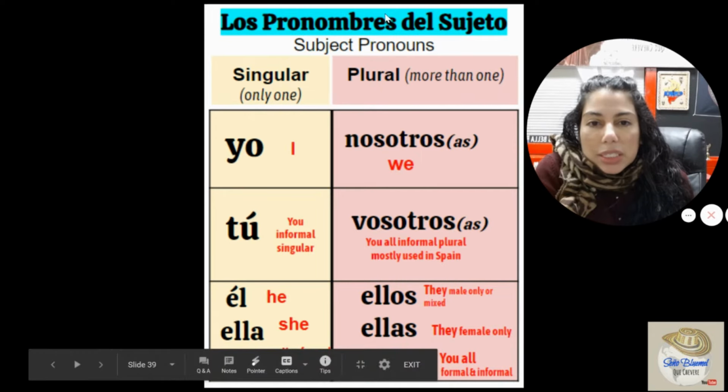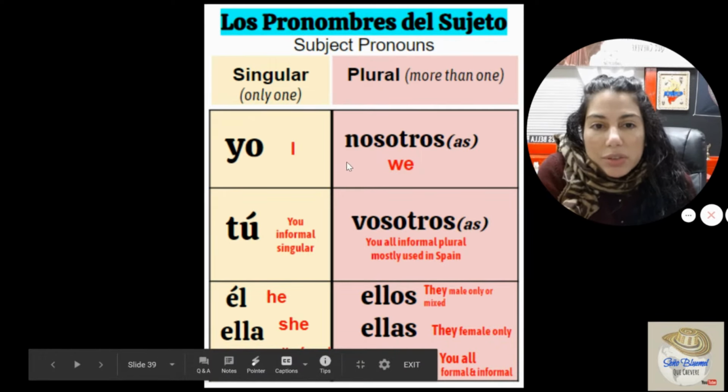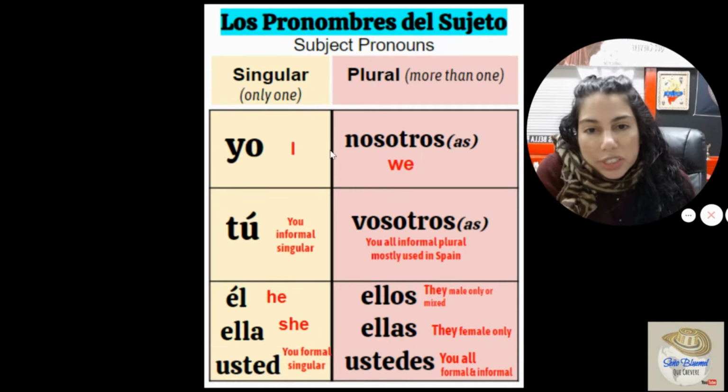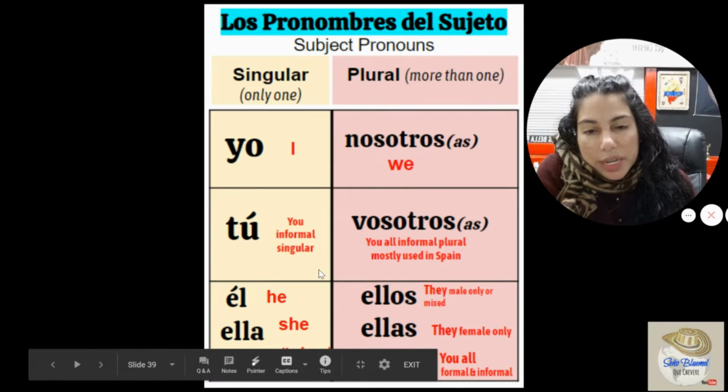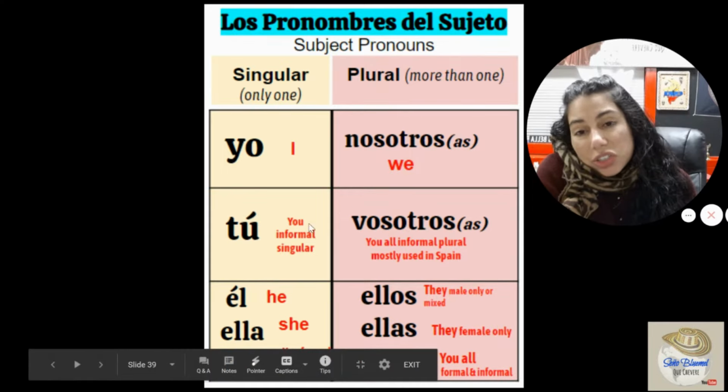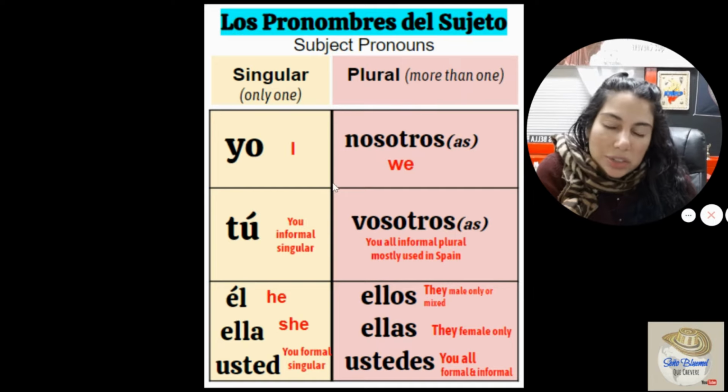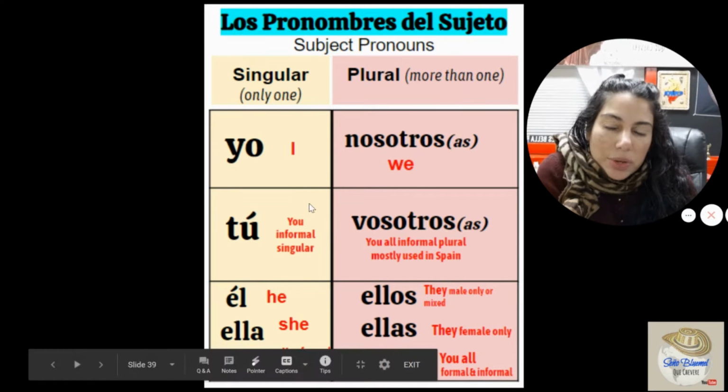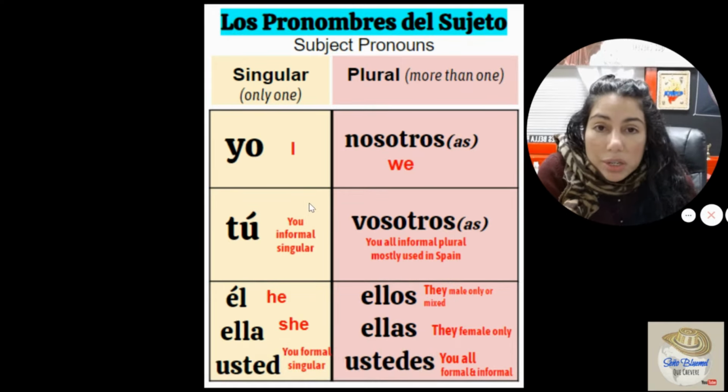Okay, so los pronombres del sujeto are very, very important to understand when learning Spanish, and really English too, because this is what's gonna guide you when you use the verbs, when you're talking and referring to who's doing what.